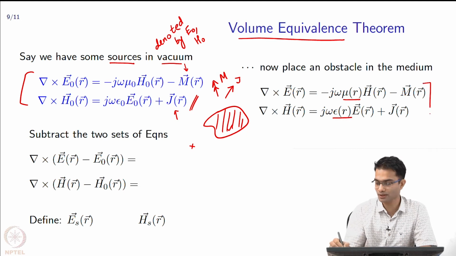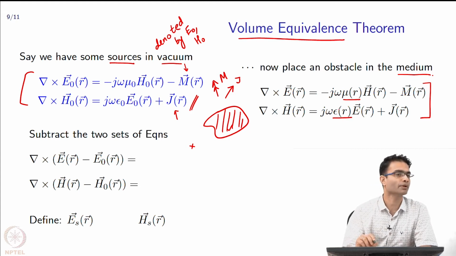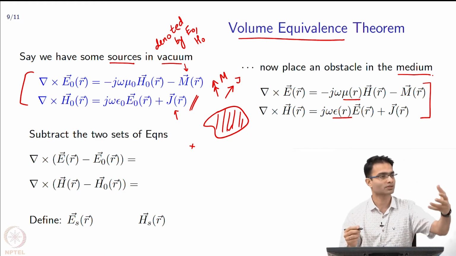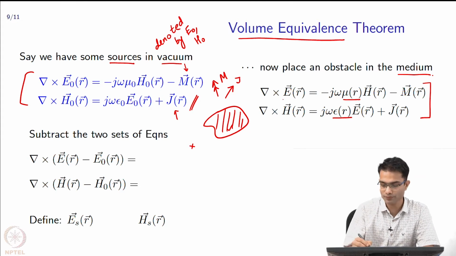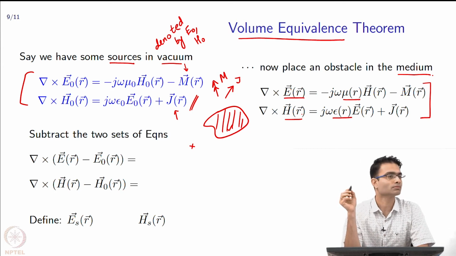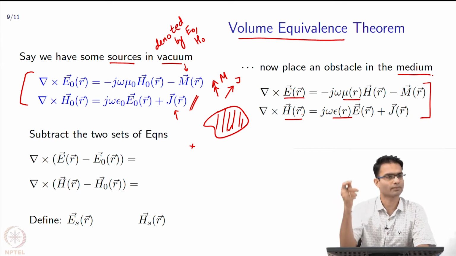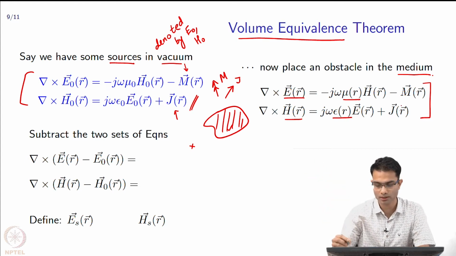So, these equations that are written now are in the presence of a medium. Apart from epsilon and mu, what is the other change that has happened? Do you notice any other change between these two sets of equations? E has changed, obviously. Once I introduce an object, that object is going to scatter the fields. So, the fields will no longer be E naught, H naught, and now the fields become E and H. Will the currents change? The current sources will remain the same. I have kept my transmitter still standing out there, so M and J are the same as before.